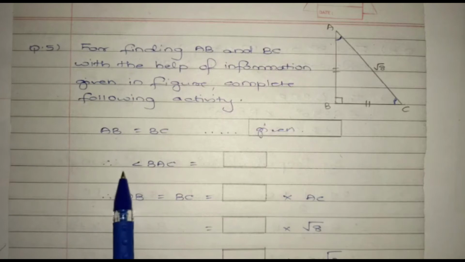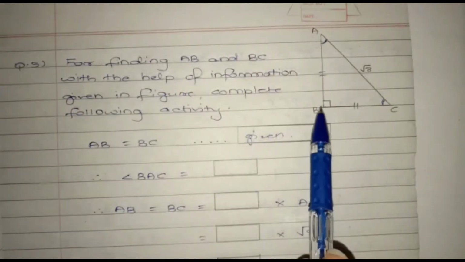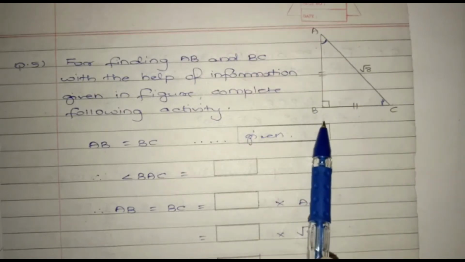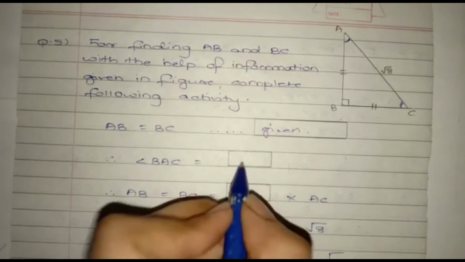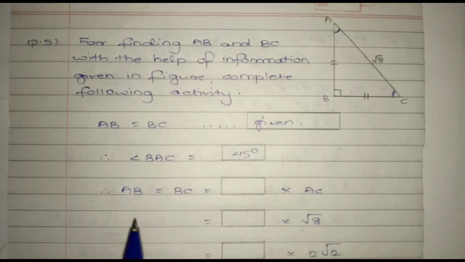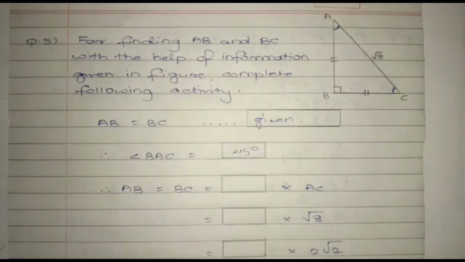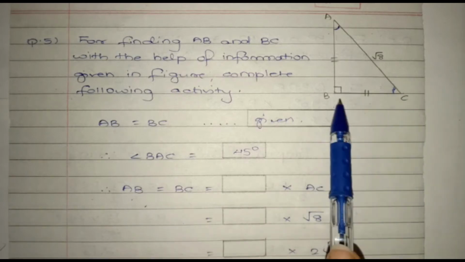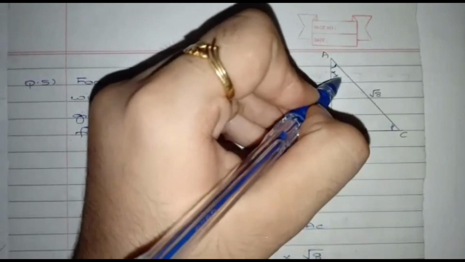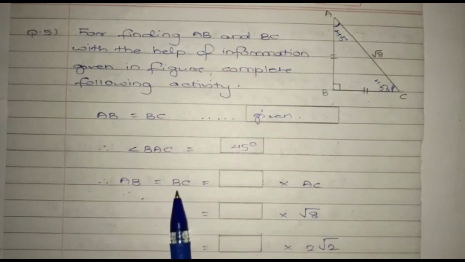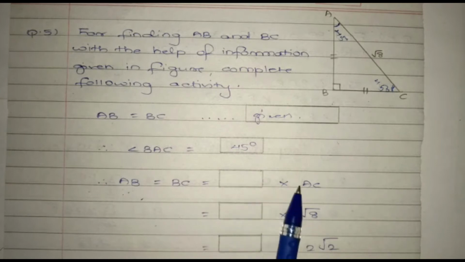So we'll write, they have asked for angle BAC, therefore angle BAC is equal to 45. This will be a 45-45-90 degree triangle. Okay, so angle BAC is equal to 45 degrees. Now AB is equal to BC. Here AB and BC are equal, but they are the sides opposite to angle 45. Okay, this angle is 45 as we have written. This angle is also 45 degrees. So AB and BC are the sides opposite to 45 degrees. So AB and BC will be equal to 1 upon root 2 of the hypotenuse.